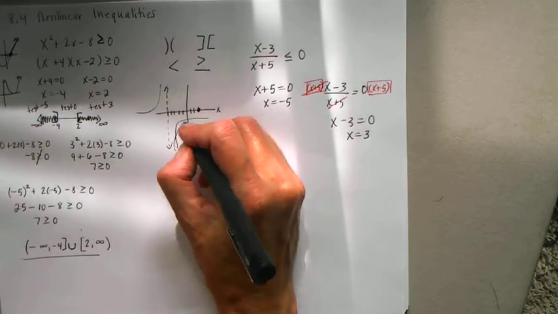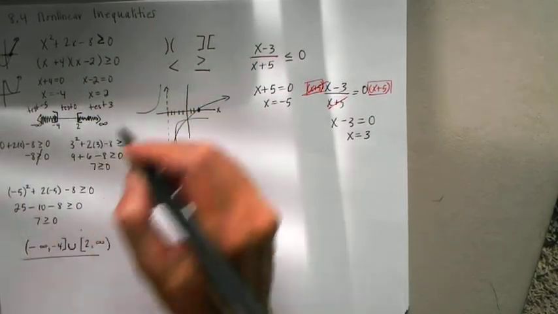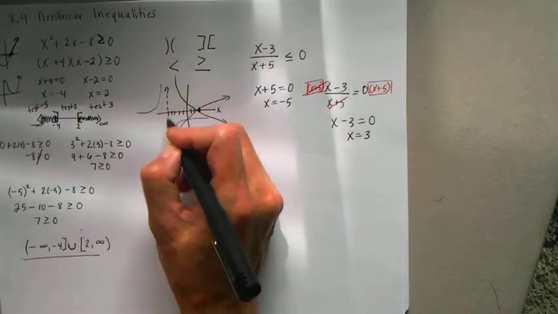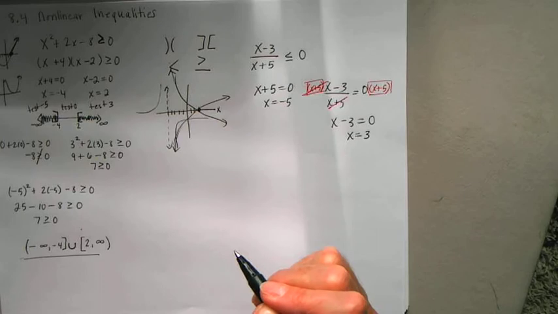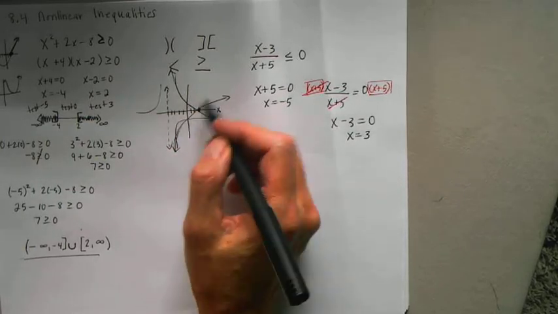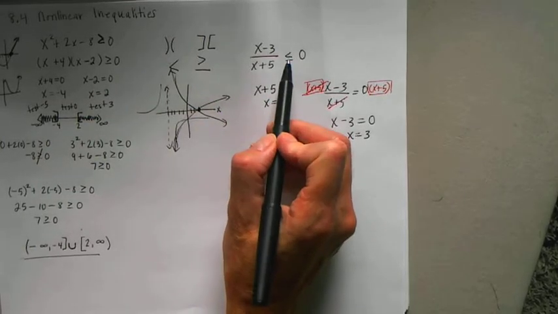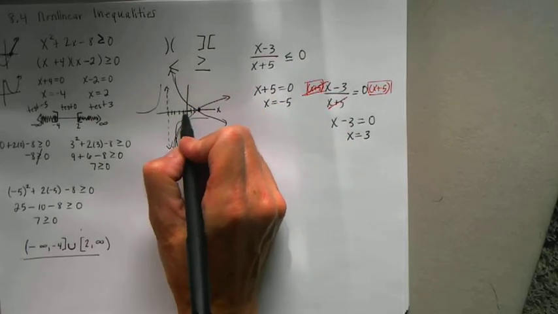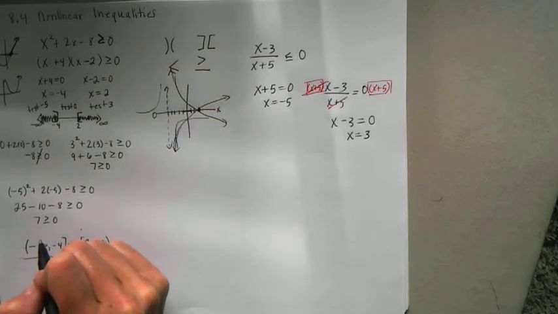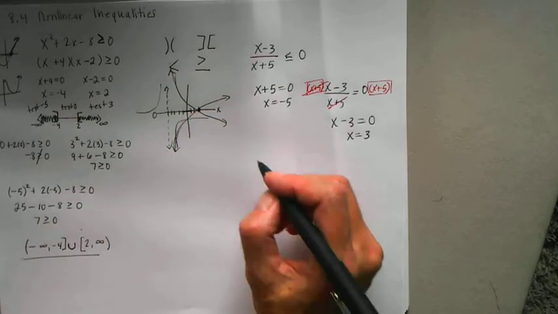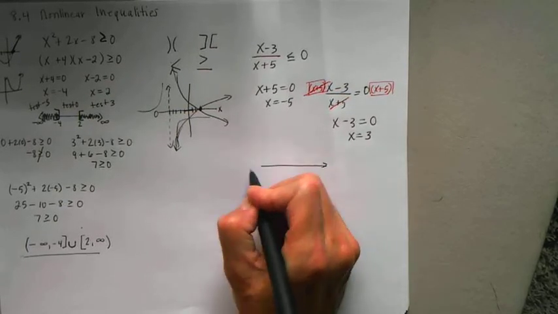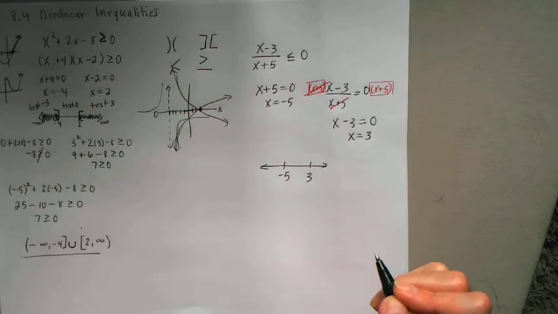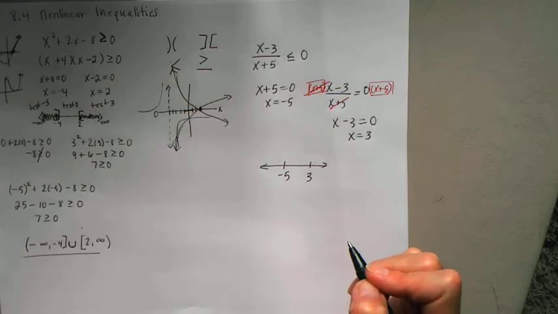So maybe it looks like this. Or the other possibility is it could look like this. Because I know it's going to get closer and closer and closer to that dotted line, that asymptote, but never cross it. But I don't know if it's like this or like this, until we figure out where it's less than or equal to 0. That is where it's below the x-axis. So what I need to do now is on my number line, I will put those 2 points, negative 5 and 3. And once again, test every interval.